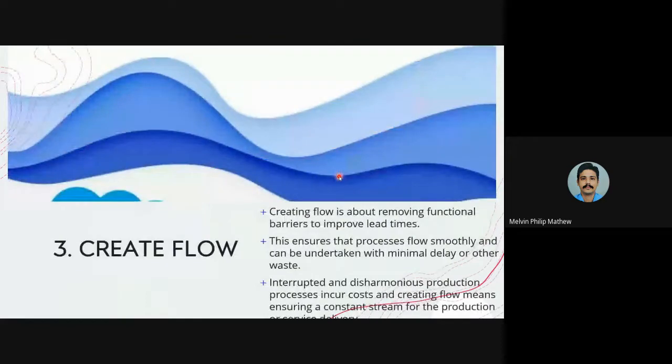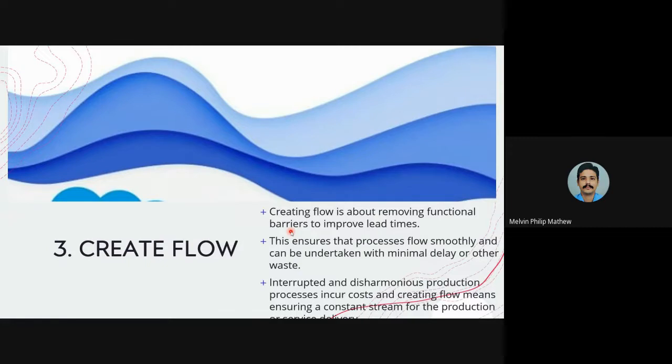Next is create flow. So what is coming under create flow? Creating flow is about removing functional barriers to improve lead times. So we are removing functional barriers, in terms of time taken for building a product, or wastage of time, etc. Okay, these are some of the functional barriers that occur during a production process.